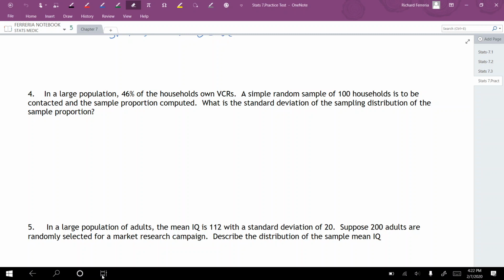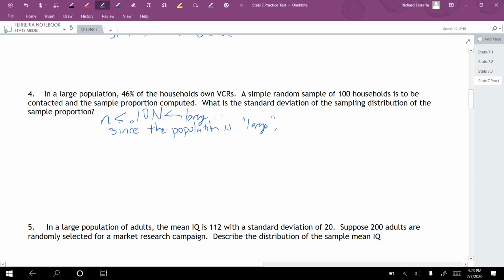And then for this to work, we have to make sure that we are following the 10% rule. So the 10% rule is the sample size n needs to be less than 10% of the population N. Well, we don't know the population N. We're just told that this is a large population. So we'll assume it's going to be true. If I'm a student, I'm going to have to write something like, since the population is large, we'll assume the 10% rule holds.